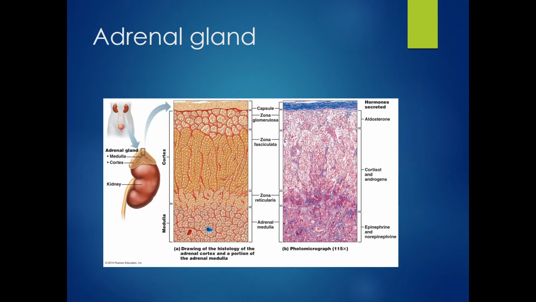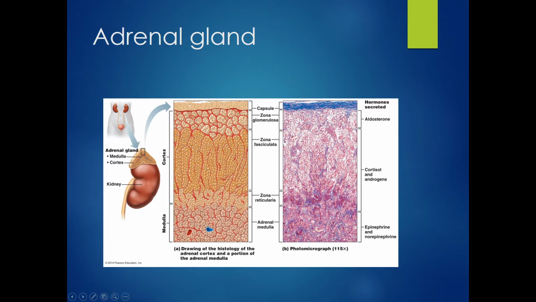Okay, if we go to this next slide, it shows the adrenal gland. The two parts of the adrenal gland are the cortex and the medulla. The medulla has chromaffin cells within it that are going to produce the epinephrine and the norepinephrine, and then within the adrenal cortex, we have these three areas. We have the zona reticularis, fasciculata, and glomerulosa.